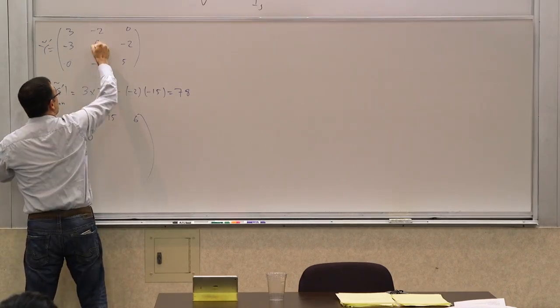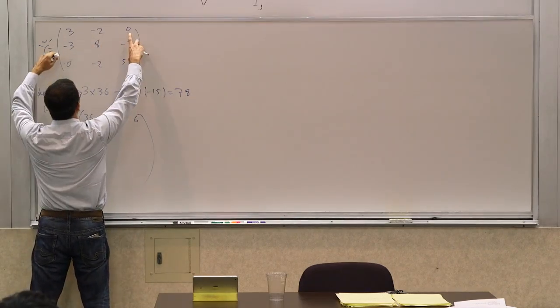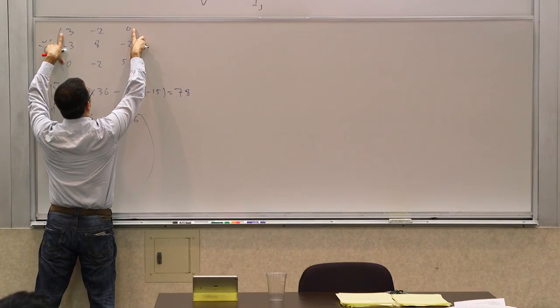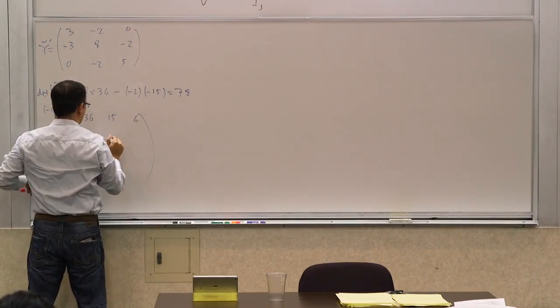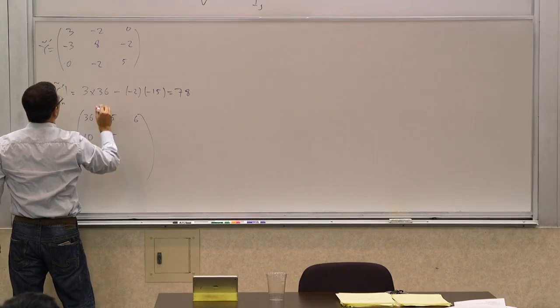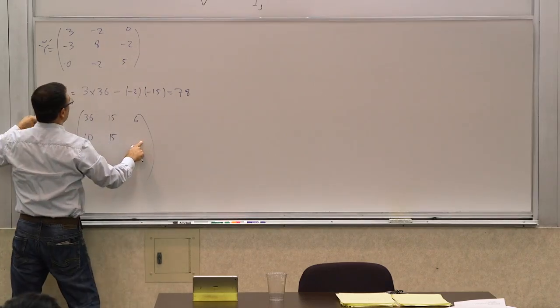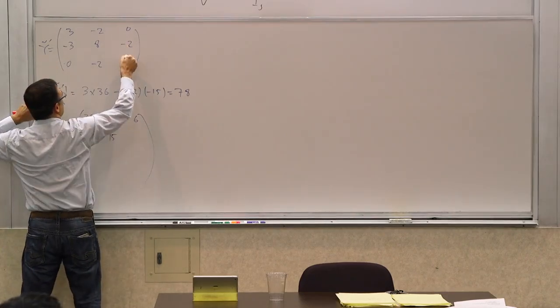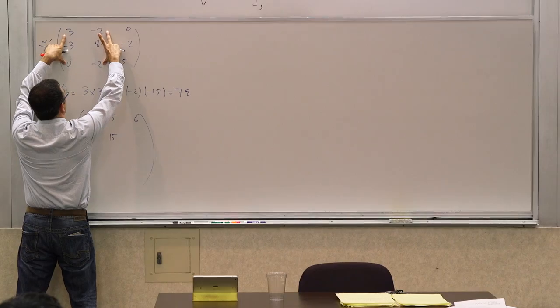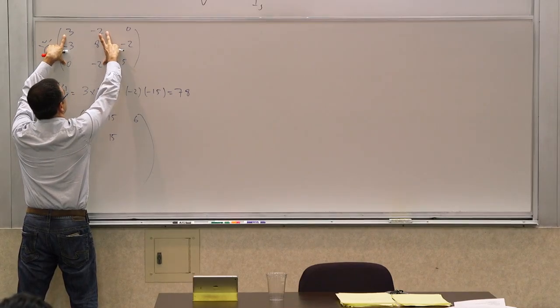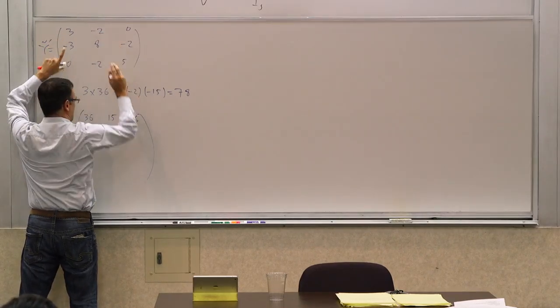So we remove this column and this row. So you're left with these 4 elements. Yes, 15. And then for this one, we remove this and that. You're left with these 4. So -1 times -6. 6.